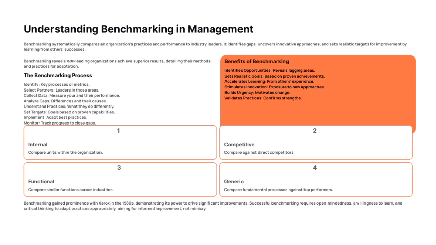The process involves selecting the right partners, leaders in the areas we want to improve, collecting performance data, analyzing gaps and their causes, and understanding what makes top performers successful. Then, we set achievable targets based on these proven capabilities, implement the best practices, and continuously monitor our progress to close those gaps. In essence, benchmarking reveals how leading organizations achieve superior results by detailing their methods and practices, providing us with valuable insights for adaptation.